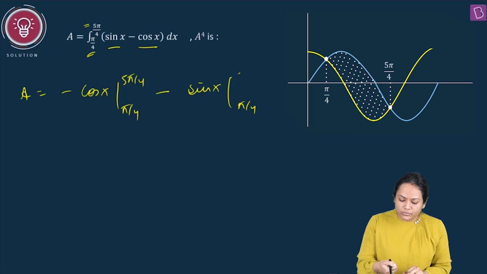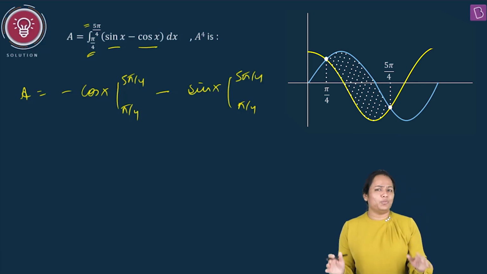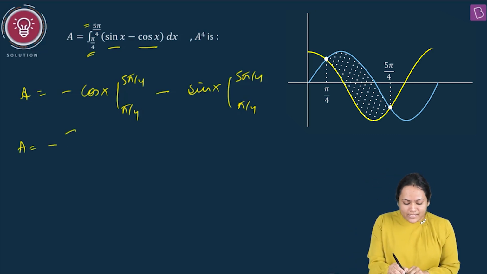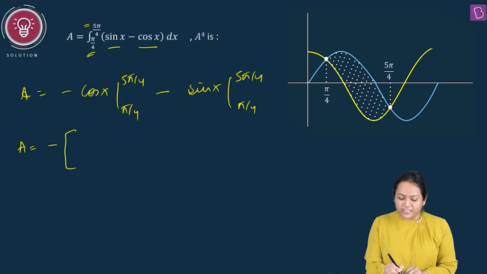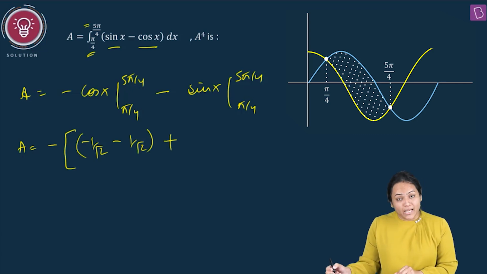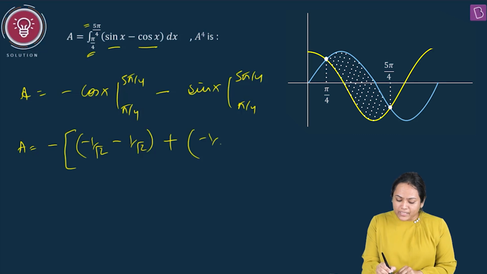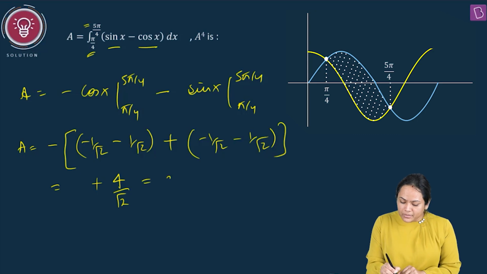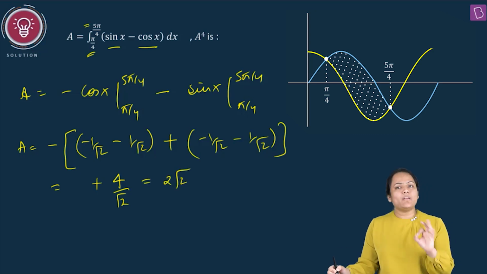And now what we have to do? Just substitute the values, right? So when I do that, my A value will come out as minus, I'm taking common, cos 5 pi by 4, that is minus 1 by root 2, minus cos of pi by 4, that is 1 by root 2. Then I'll have plus sine, again minus 1 by root 2, minus 1 by root 2 again. So this value is actually going to become plus 4 times 1 by root 2. That can be written as 2 root 2. So my A value is 2 root 2.